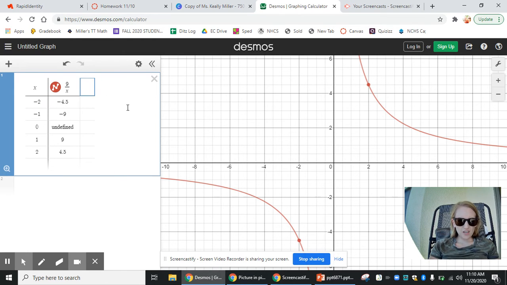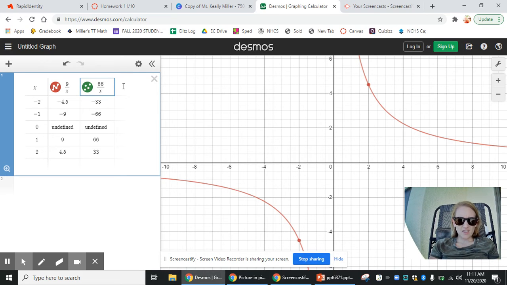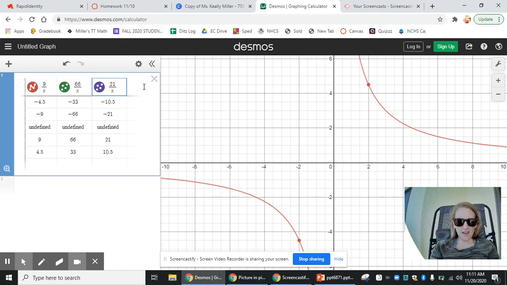If I click up here, it lets me type in another function. So I'm going to type in our second number that we dealt with, which was our b value of 66, and I'm going to hit divided by x. And then I'm going to put my third one up here, which was 21 divided by x.